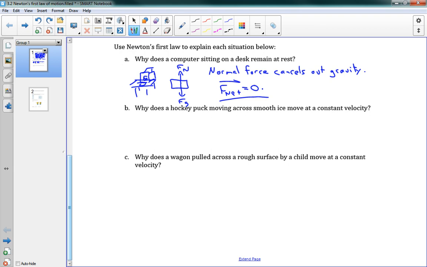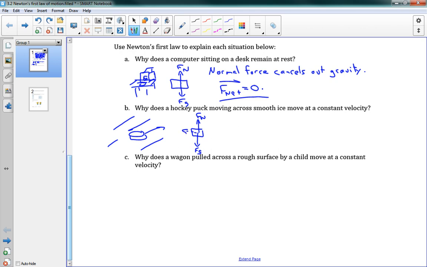Next one, why does a hockey puck moving across smooth ice move at constant velocity? So here's our little hockey puck, and it's moving along the ice. Here's some ice that it's moving through. If we draw a free body diagram of this, again looking from the side, we have gravity going downwards. We have normal force going up. It moves at constant velocity, so there must be no other forces on it.